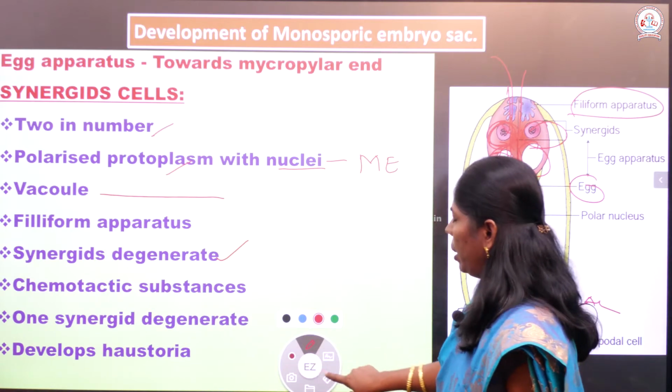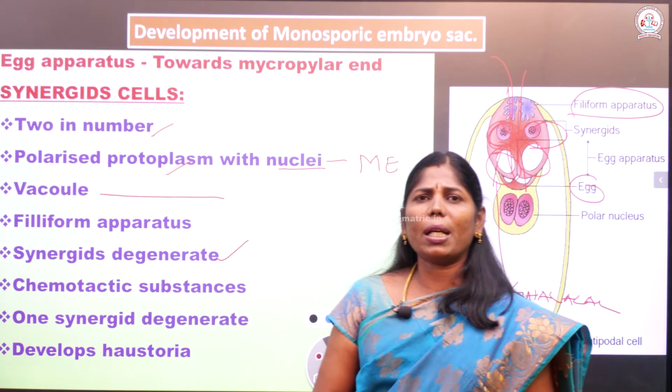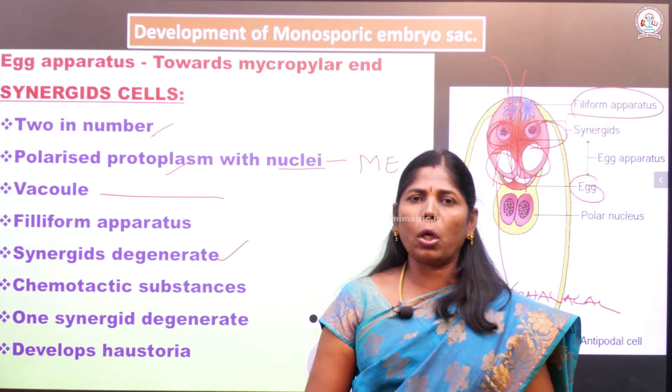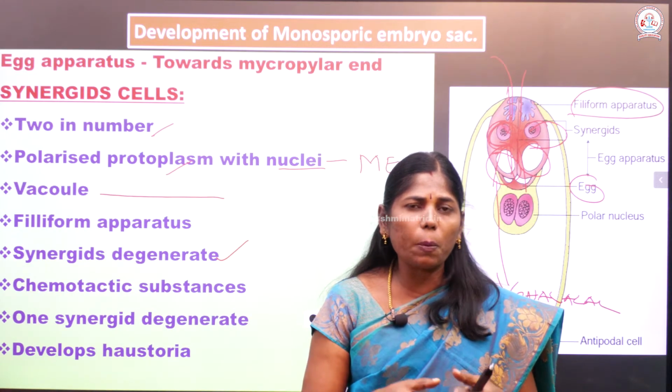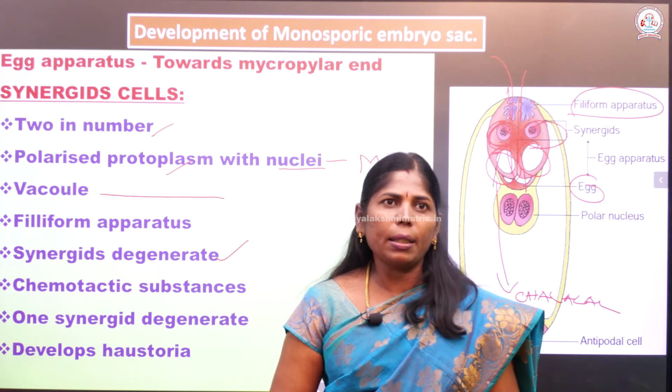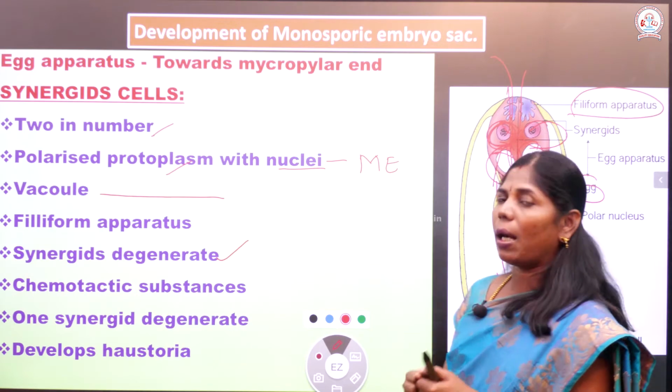Development of the haustoria. Okay, what is a haustoria? The haustoria is a special type of tissue, okay, that is present in parasitic organisms. The haustoria absorbs the nutrients from any host, okay. So like that, the synergids develop as a haustoria.